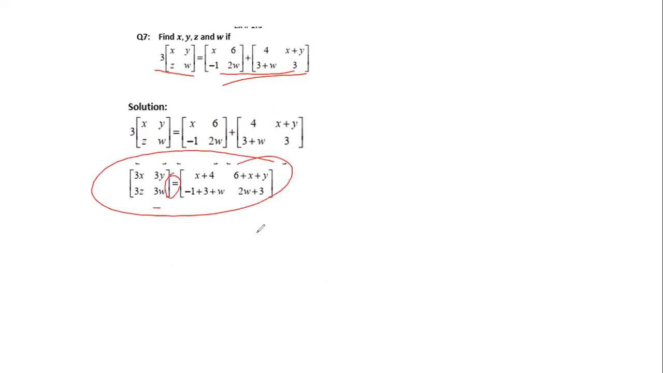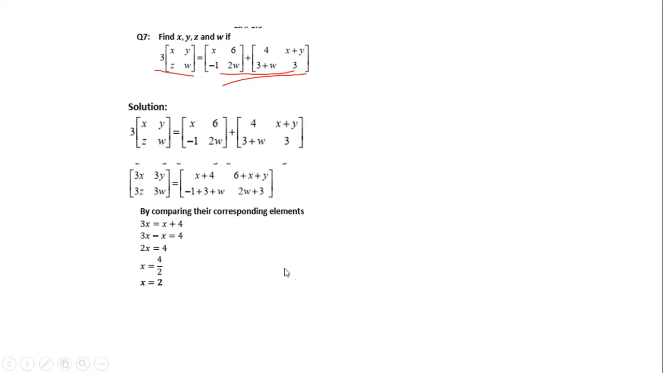Now you are given that these two sides are equal. From this equation, you see the left hand side and the right hand side are equal. So if both sides are equal, both the matrices are equal, so it means that the first element will be equal to the first one, the second element will be equal to the second one, third and fourth. These are known as the corresponding elements. The corresponding elements will be equal.